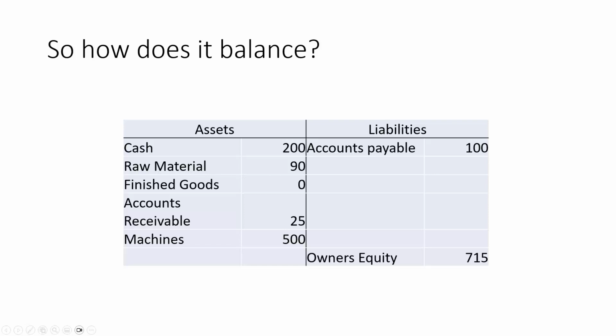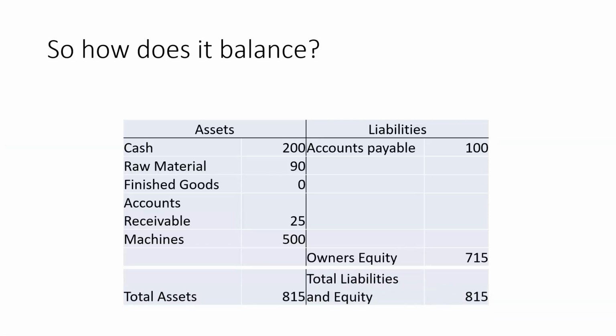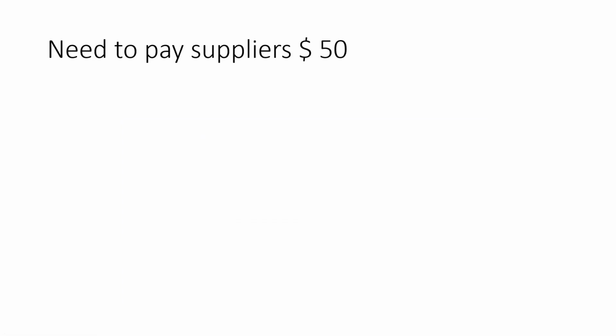So owner's equity is composed of two parts. Owner's equity, which is the book value of shares, plus any paid up capital, plus retained earnings, which is accumulated profits over the years. And so now we have the size of balance sheet as 815, and the balance sheet has matched. So 200 plus 90 is 290, plus 25 is 315, plus 500 is 815, as is the right hand side. So we were able to balance out the balance sheet.